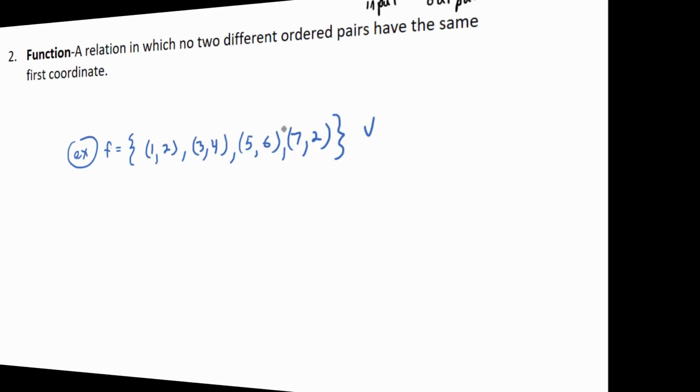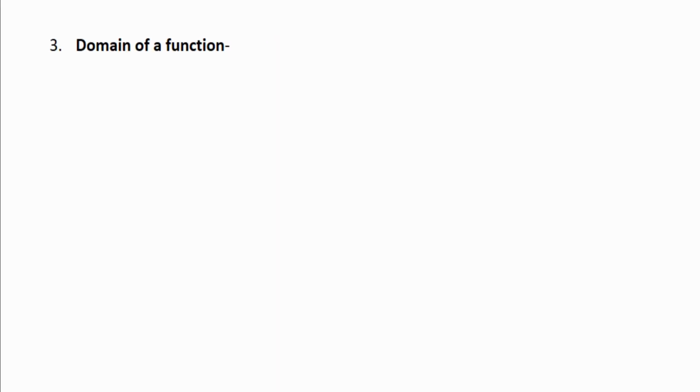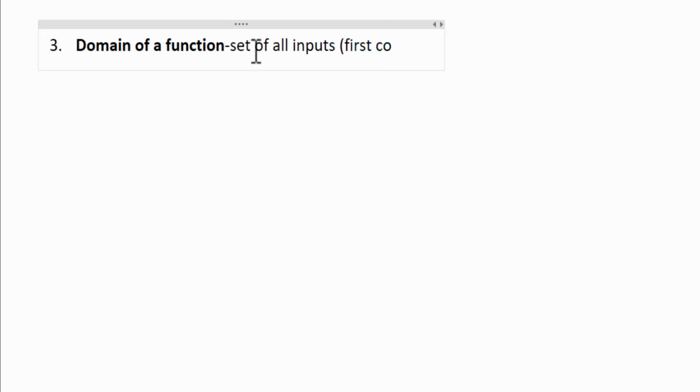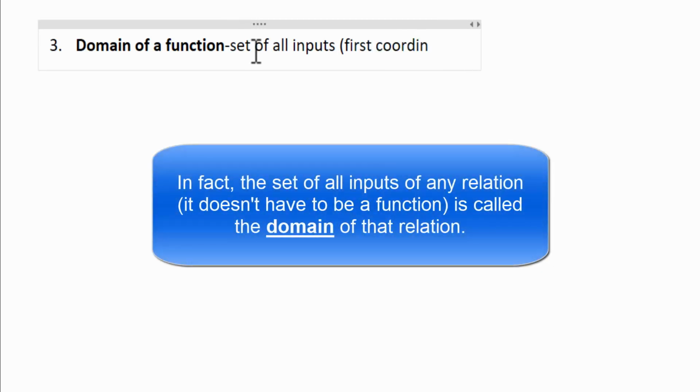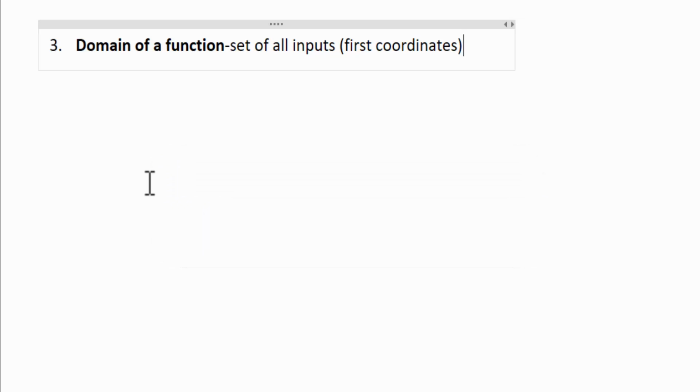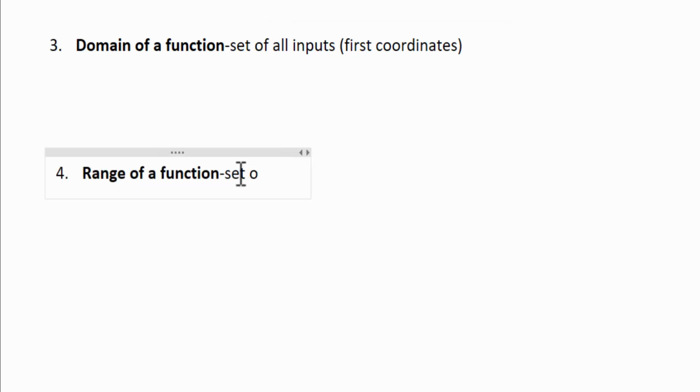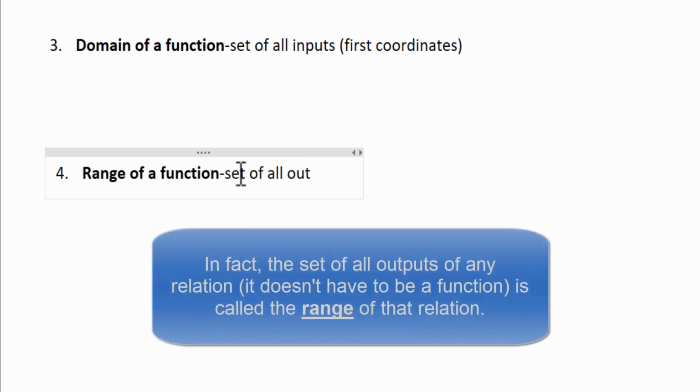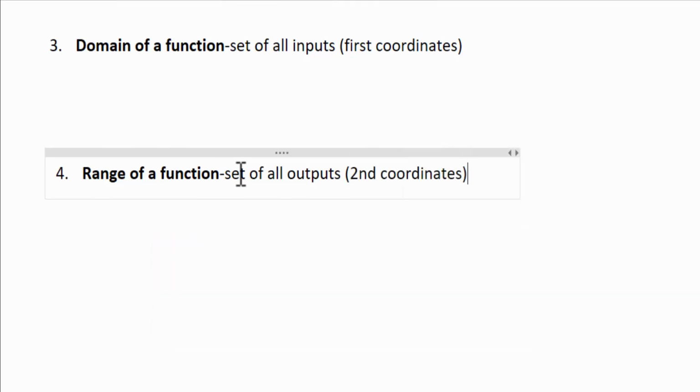So the domain of a function is the set of all inputs, or first coordinates if you like. And the range is the set of all second coordinates, or outputs. Let's use outputs first since I used inputs first above. So outputs are second coordinates. Okay, so let's do an example here.